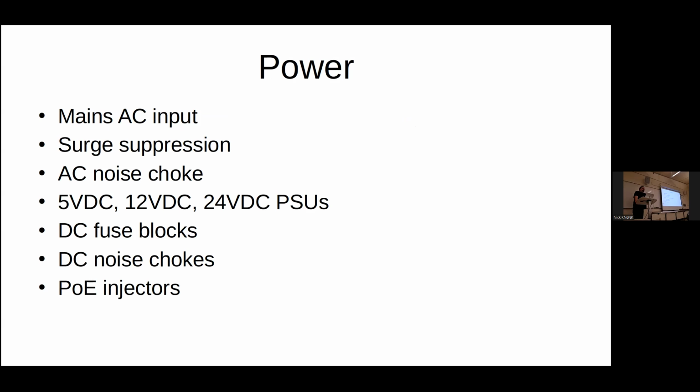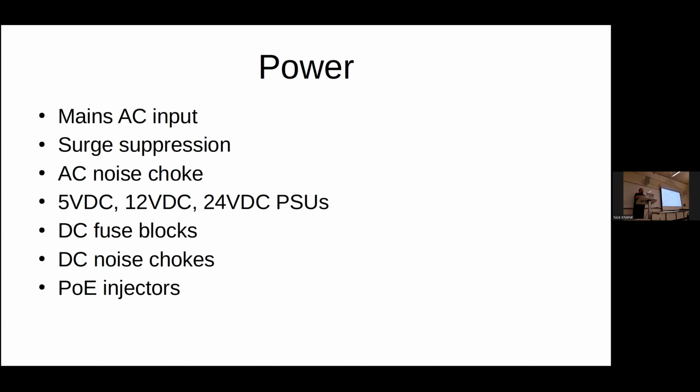Power comes in as mains AC. It goes through a surge suppressor and an AC noise choke. This is on the same circuit as a well pump, so as the motor kicks on and off, I thought maybe some noise suppression would be a good idea. It then goes to 3 different DC PSUs that provide output for the various things in the box.